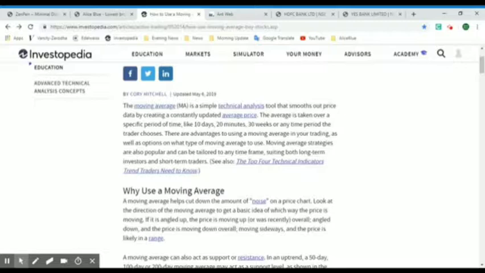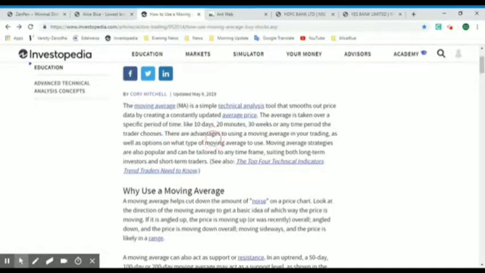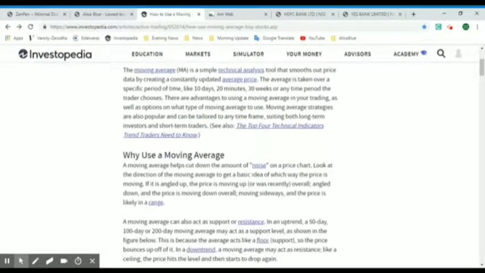So let's look at what is moving average. So moving average is a simple technical analysis tool that smooths out the price data by creating a constantly updated average price. So this average is taken over a specific period of time, like 10 days, 20 minutes, 30 weeks, or any time period as the trader chooses. So there are advantages to this as well as disadvantages. So let's look at some of the options.